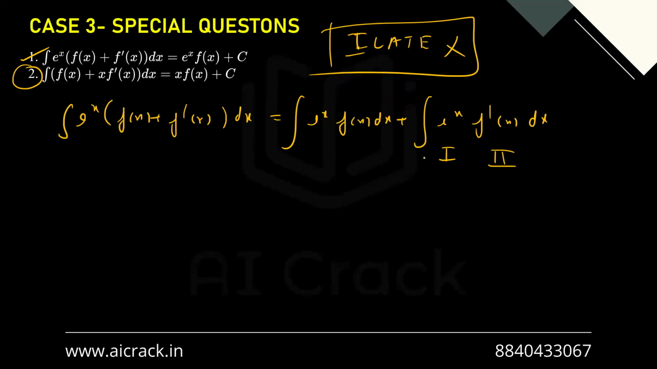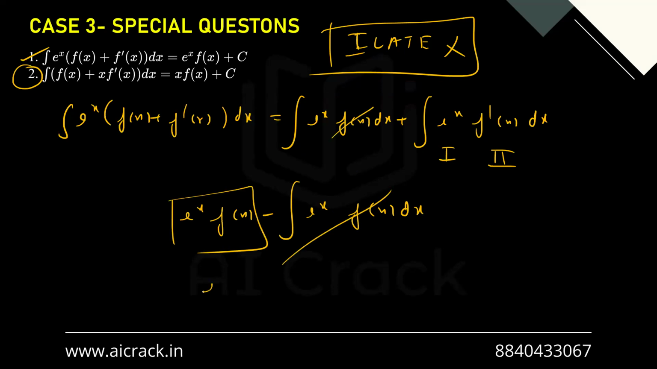So what we'll be getting: first function into integral of second, that would be f(x), minus integral of derivative of first, that would be e raised power x, into integral of second, that is f(x) only, dx. I can see that this function and this function get cancelled out. What we are left with is e raised power x f(x).